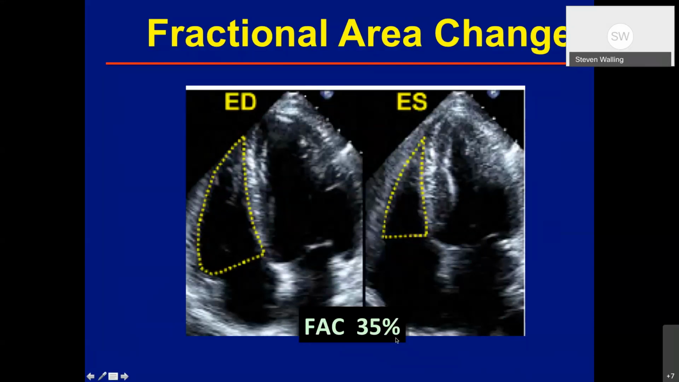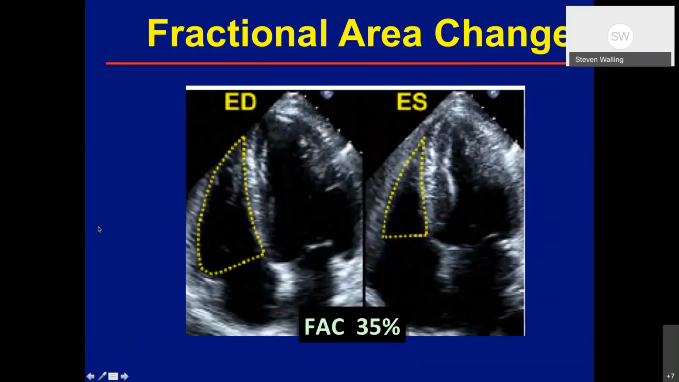Importantly, the FAC correlates with the ejection fraction very well based on cardiac MRI studies. This fractional area change is also considered an independent predictor of RV function for mortality and long-term outcome in many studies. Although we don't use it a lot in the clinical report, we need to know this number.